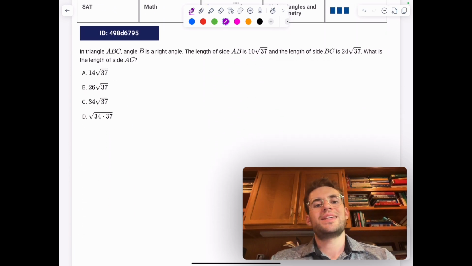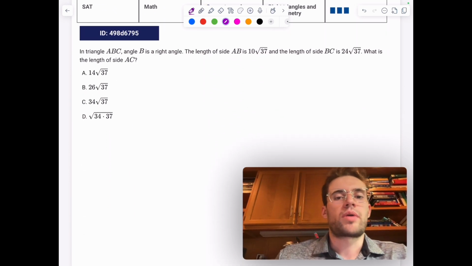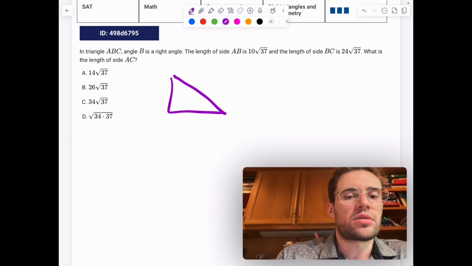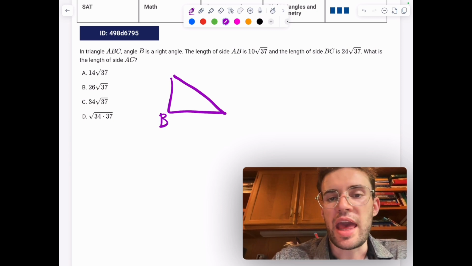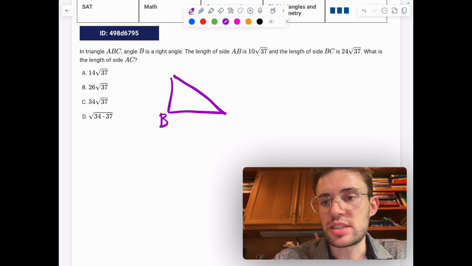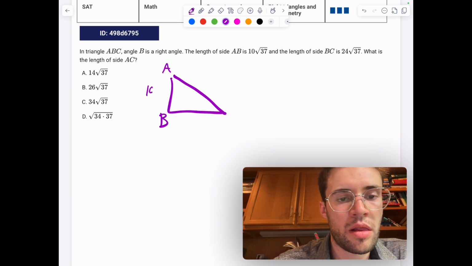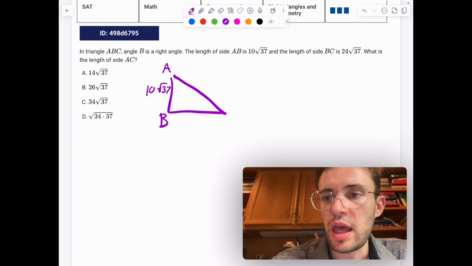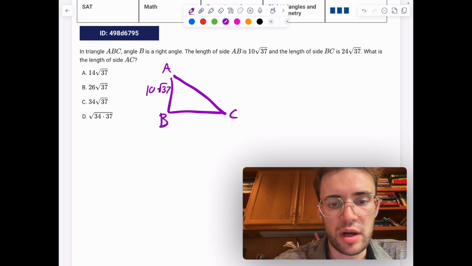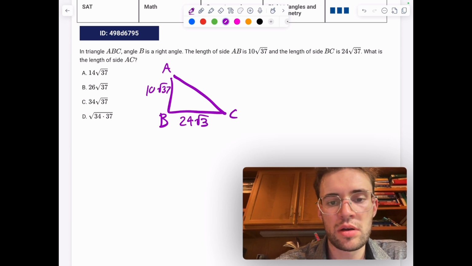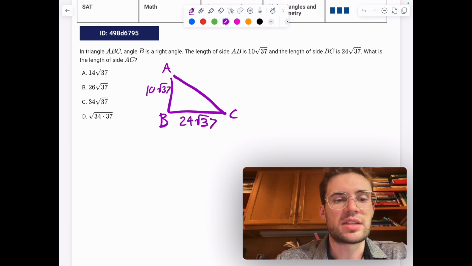In triangle ABC, angle B is a right angle. All right, so let's draw a right triangle. Angle B is a right angle. AB is 10 root 37, and BC is 24 root 37. What is the length of AC?